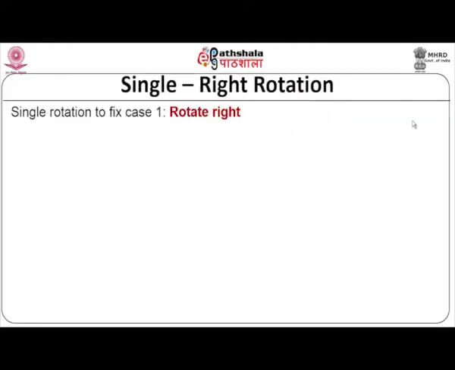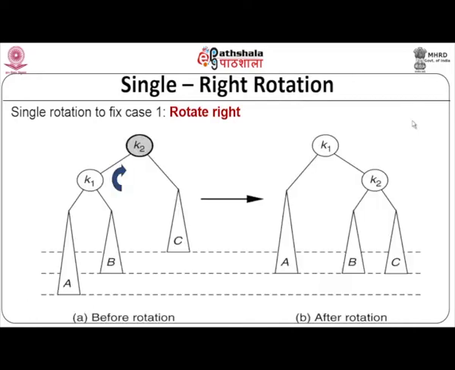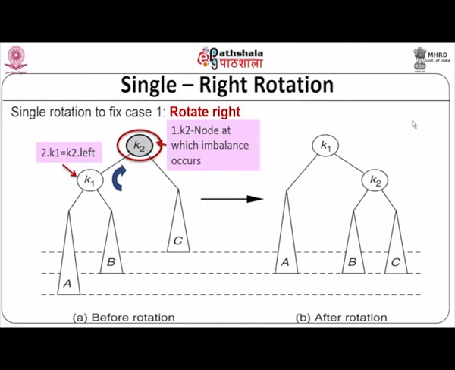Now, before we look at an example, let us look at this step by step. Let us assume that K2 is the node at which imbalance occurs. So, what do we have to do? We have to first find out what K1 is. K1 is equal to K2's left node, so K2 dot left. Now we make K2 dot left equal to K1 dot right. Okay, that is what we have done.